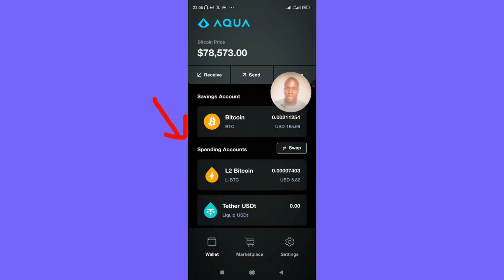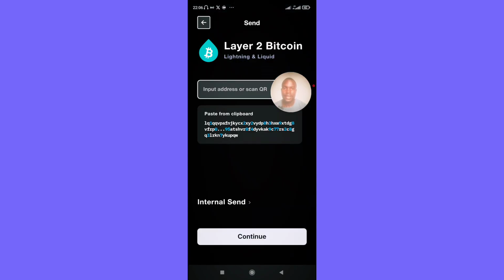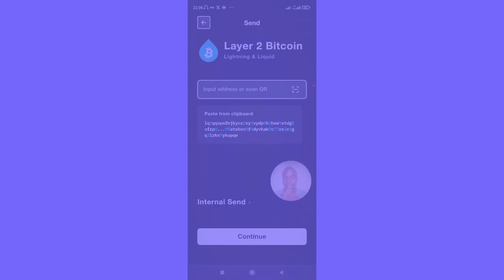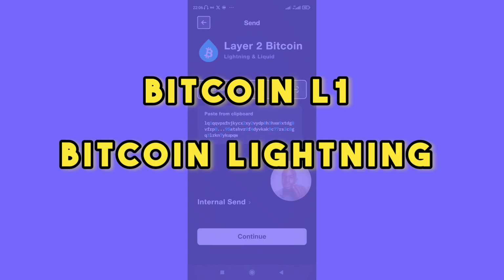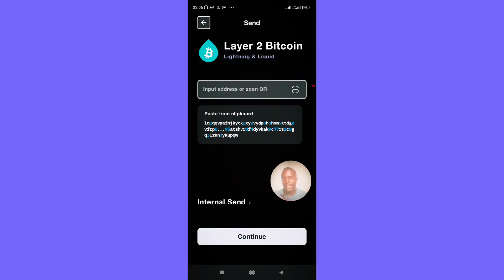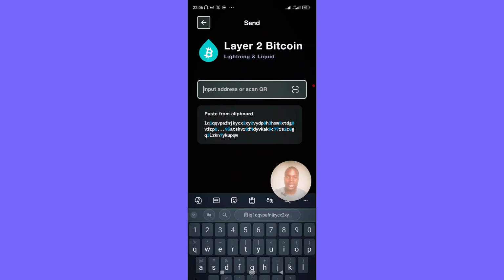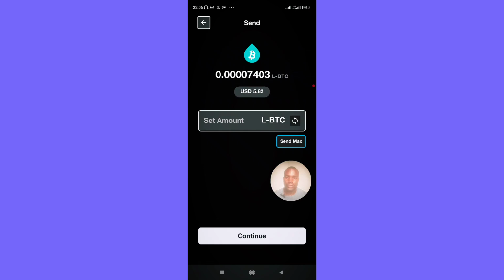You do this under the spending account, which supports the L-BTC. So we click to send, and you can see here there's layer 2 Bitcoin, Lightning and Liquid. So Aqua wallet supports 3 chains. We have the Bitcoin L1, we have the Bitcoin Lightning network, and also the Bitcoin Liquid network. When you click under L2, we are interacting with both Lightning and Liquid. By just pasting the address we've copied, it will automatically detect that that's a Liquid network. So we click to continue.